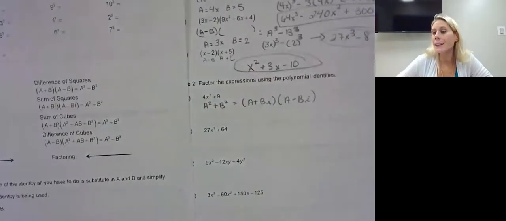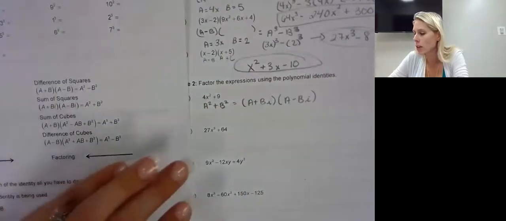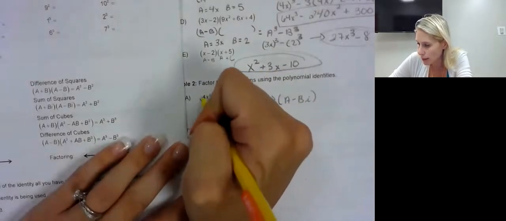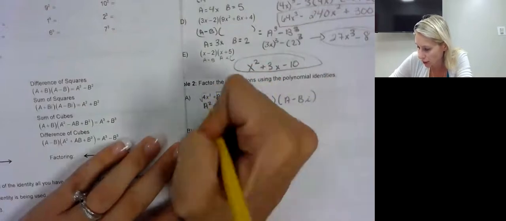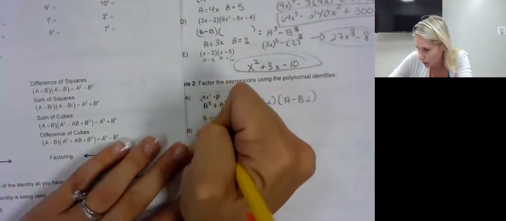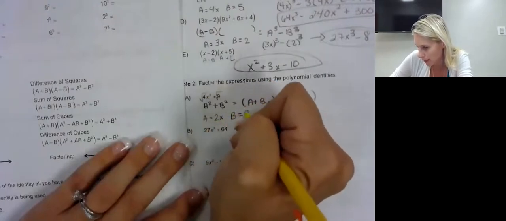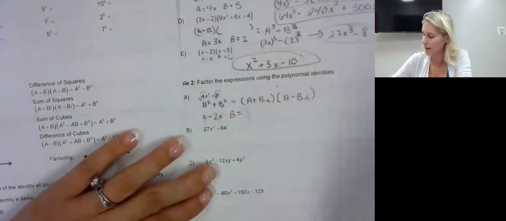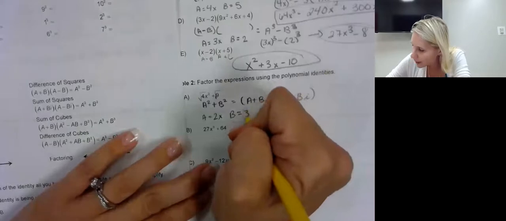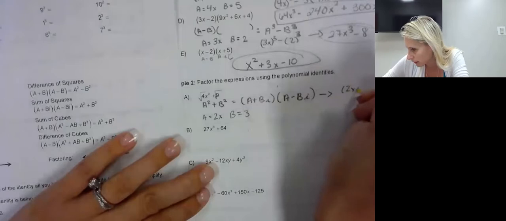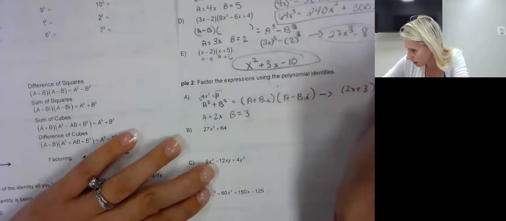Okay, I found my identity that I'm going to use. Now I want to describe my A and B. Now this is A squared. So what I'm going to do is take the square root of this to find out my A. My A comes out to be 2x, and my B comes out to be, not 9, 3. There we go. And now I'm able to substitute in, and I have 2x plus 3 times 2x.